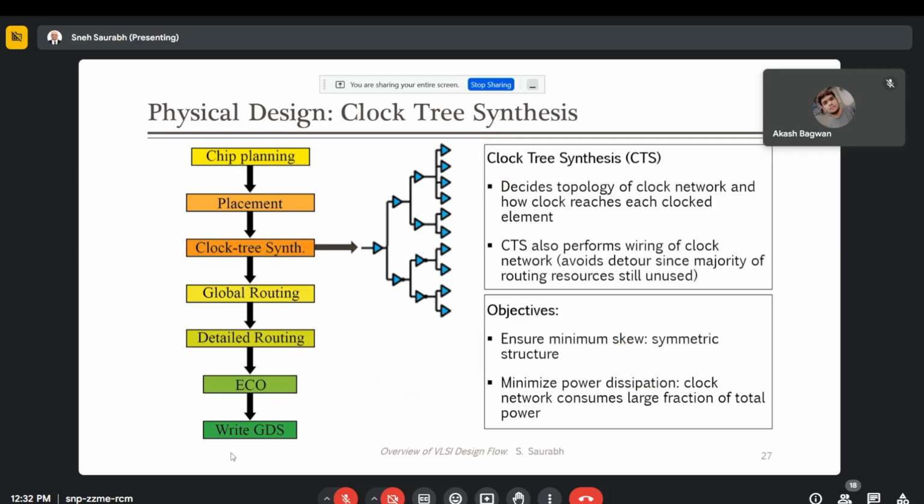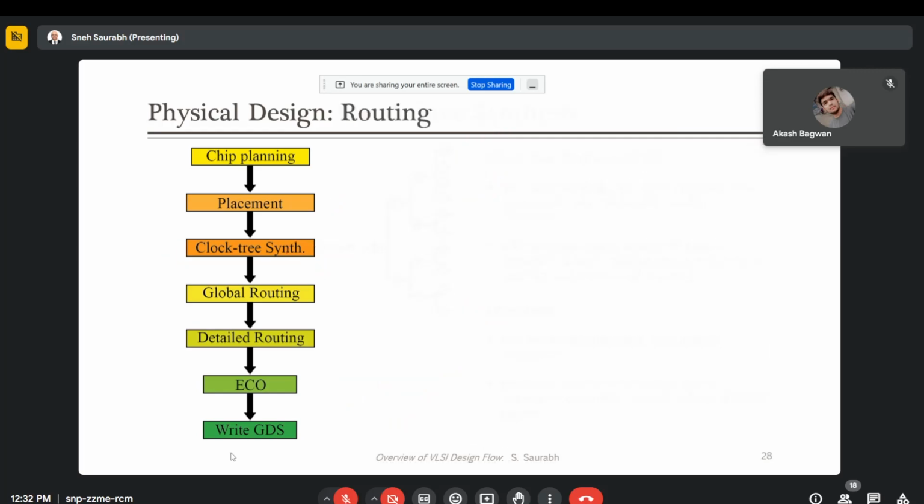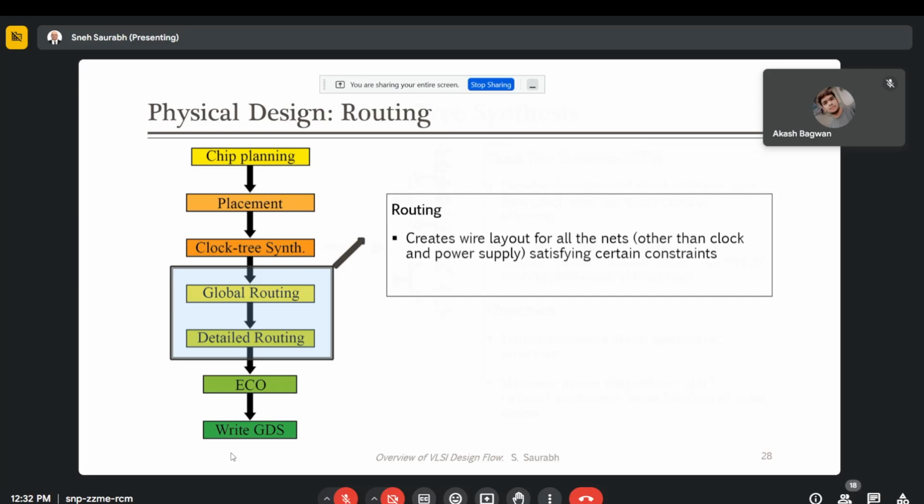The next task is what is known as routing. What is done in routing? We create the layouts of the wires, right? During placement we have placed all the cells, and the layout inside the cells was already made during designing of the logic gates. So all the transistors are now sitting on our design, but those transistors need to be connected, and that connection, or the layout of the wires, is made during the routing stage.